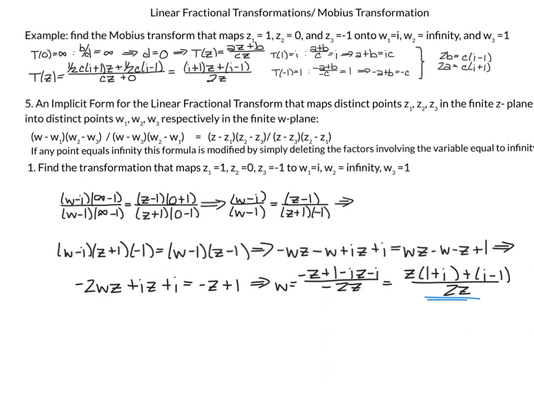And then we also use the instructions that, where is this? If any point equals infinity, we simply delete the factors involving the variable equal to infinity. So we're just going to delete this factor, the whole factor. It's not saying delete this term, this infinity. It says to delete the factor, so that's the thing we multiply by. So we're just deleting this altogether, and we're going to get (w minus i) over (w minus 1) equals (z minus 1) over (z plus 1) times minus 1. And the rest is algebra, and you can verify that you get the same answer as we did when we worked this problem previously.